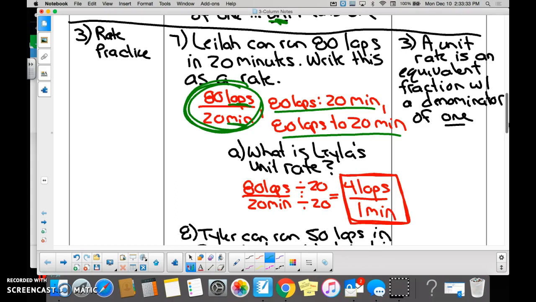If I wanted you to convert her 80 laps to 20 minutes into a unit rate, you're just finding a common what? We're dividing by 20 because that's a common what, you guys? Factor. Common factor. Factors are smaller, right? So 80 divided by 20 is 4. 20 divided by 20 is 1. The unit rate is 4 laps to 1 minute because that second number is a what? 1. Are you guys with me here still?